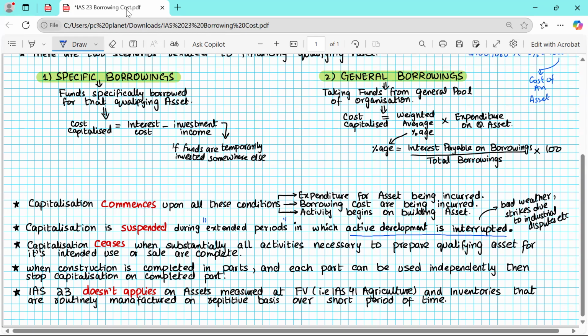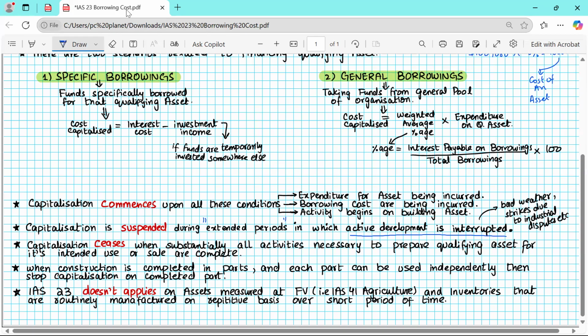Capitalization ceases when substantially all activities necessary to prepare the qualifying asset for its intended use or sale are complete. Now, when to stop? Cease means stop the capitalization when substantially all activities necessary to prepare the qualifying asset for its intended use or sale are complete. Substantially means almost all of the things which you need to do for preparing the qualifying asset are done, to get it into the position where you are going to use it or sell it. Now remember one point as well: if there are some minor things left, then you are not going to consider that.